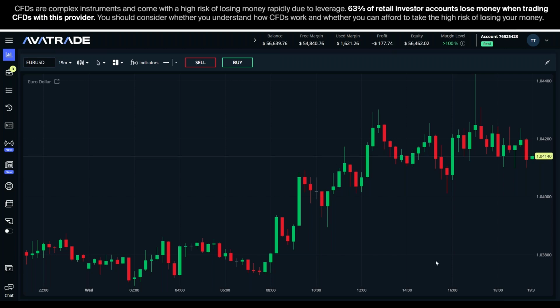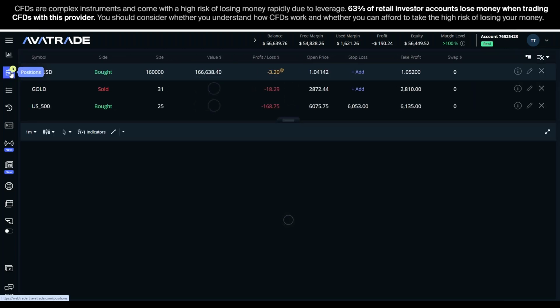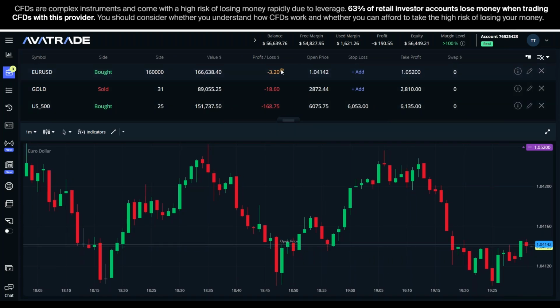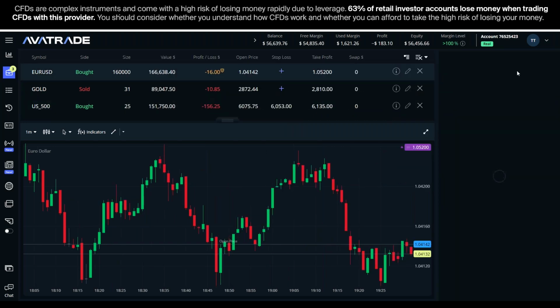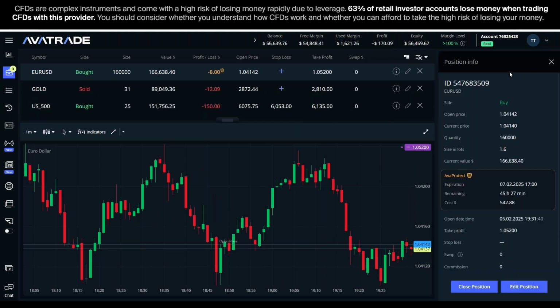Now, when you're using AvaProtect, it shows you that you have a trade with AvaProtect. You see here, it shows you AvaProtect on whatever trades you have open with it, and I can come over and see that I have 45 hours and 27 minutes left on that protection. It will update you, and as you get near the end of your protection, you could then add a stop loss if it's appropriate, or maybe you've already closed the trade.